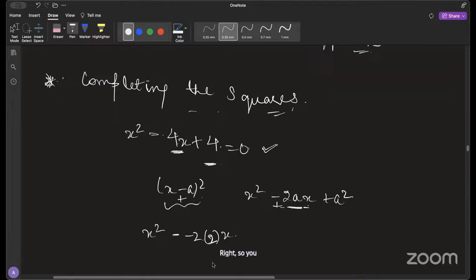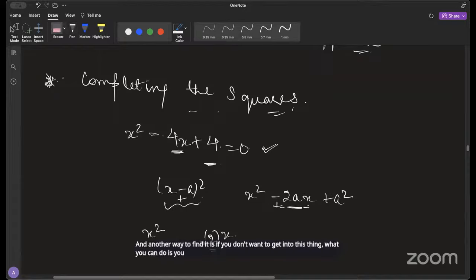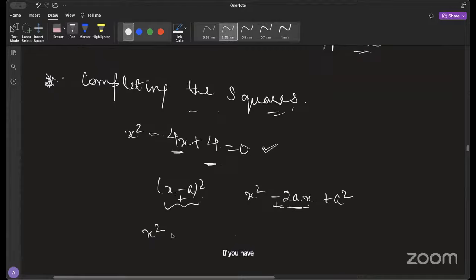Right, so you should write a 2 here. And another way to find it, if you don't want to get into this, is you can directly just take 2 and then take 4 by 2 here, right? So dividing by 2 and multiplying by 2. And then x. So this is 2, this is a, this is x.